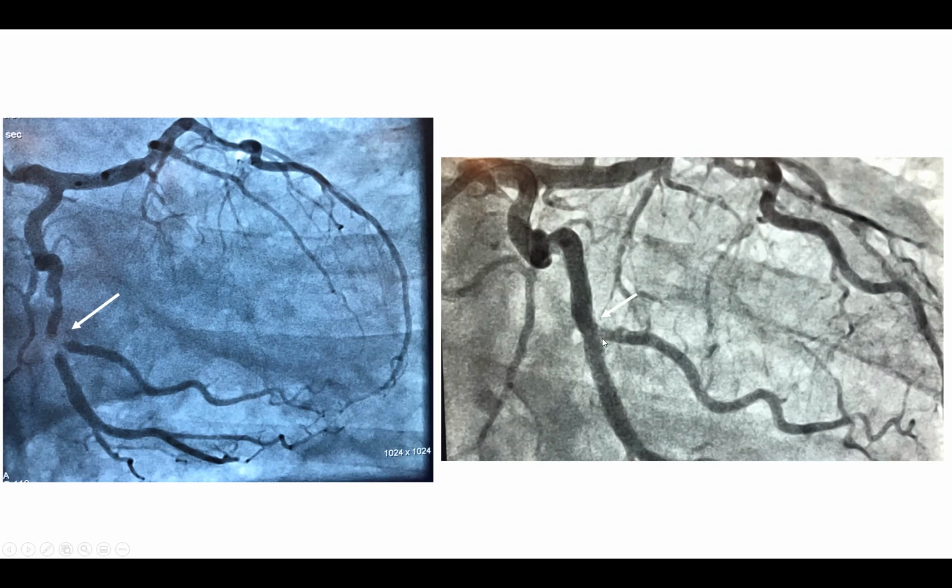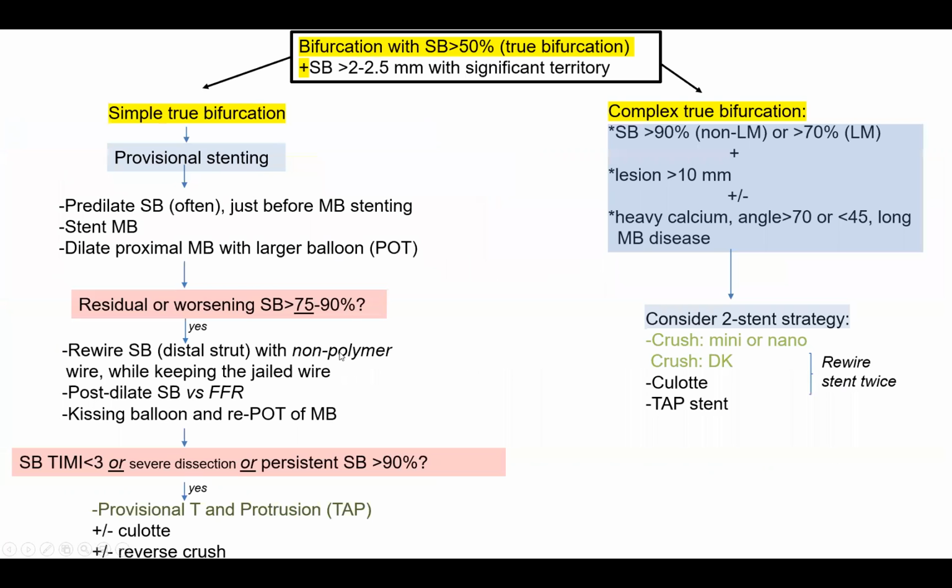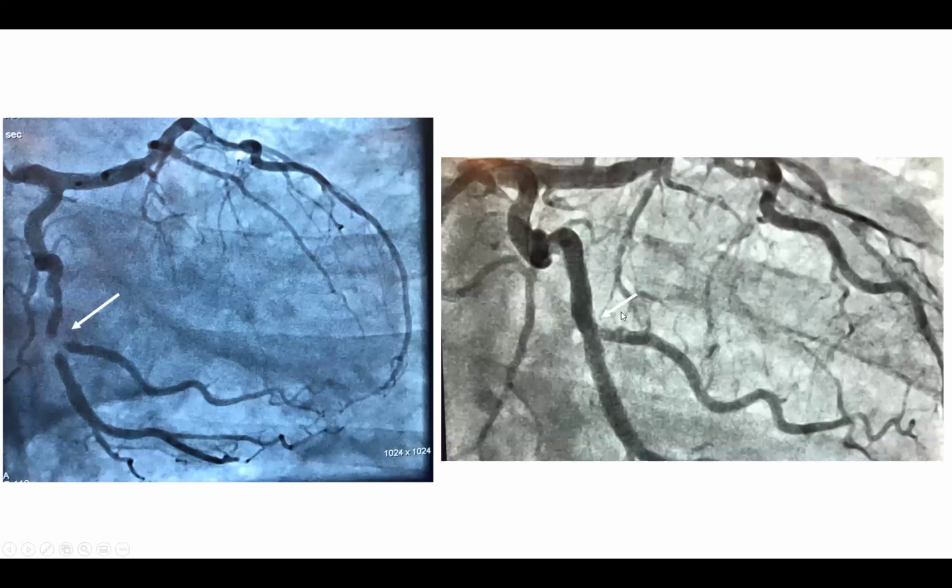It's less than 75%. There is a carinal shift and probably plaque shift in that OM, but it's an acceptable result, as I mentioned here. It's less than 90%, probably around 75% or less. TIMI 3 flow, it's perfectly appropriate to leave this alone.